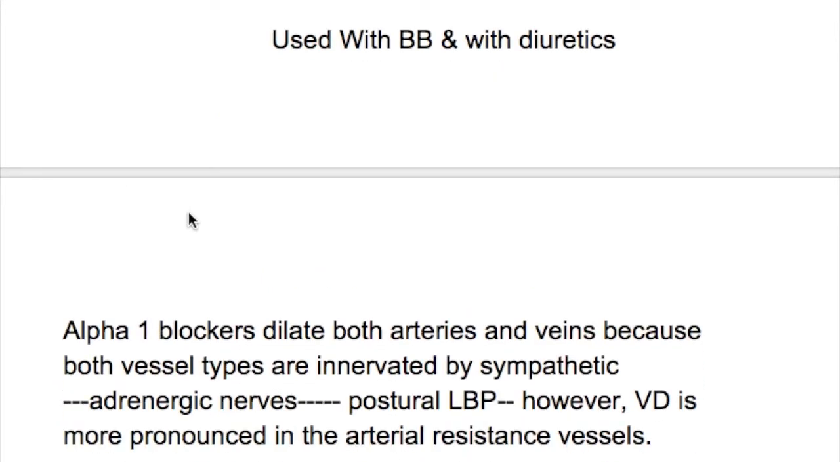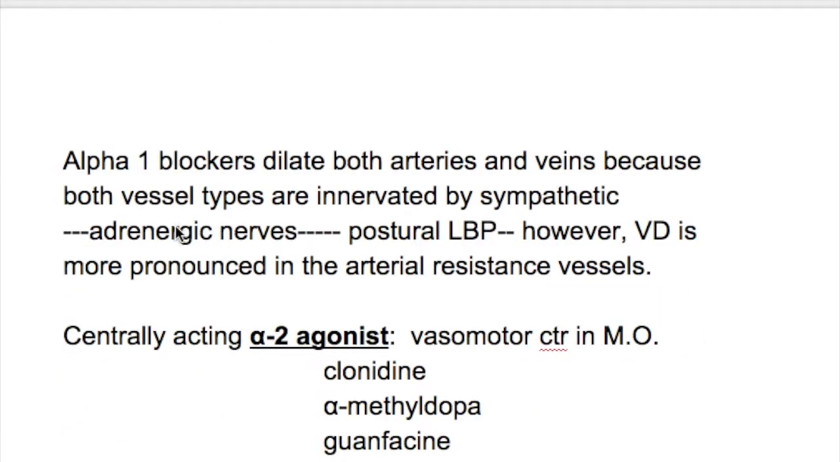The alpha 1 blockers dilate both arteries and veins because both vessels are innervated by sympathetic adrenergic nerve fibers, so they lead to postural hypotension. However, vasodilatation is more pronounced in the arterial resistance vessel.